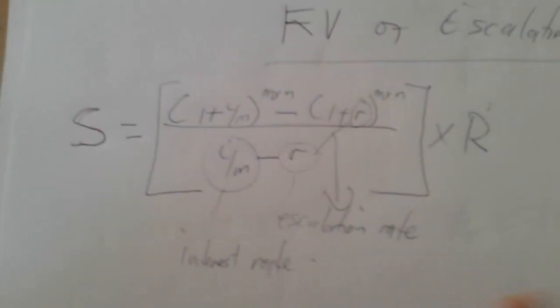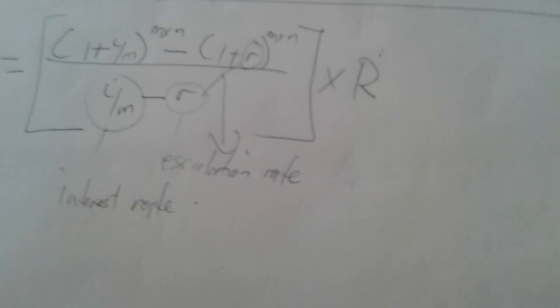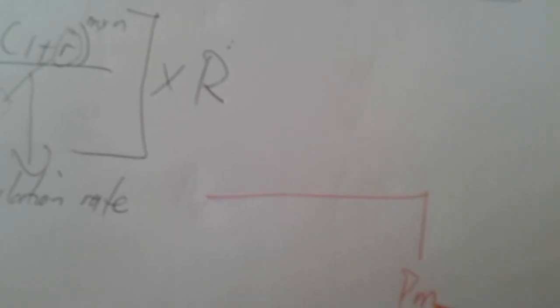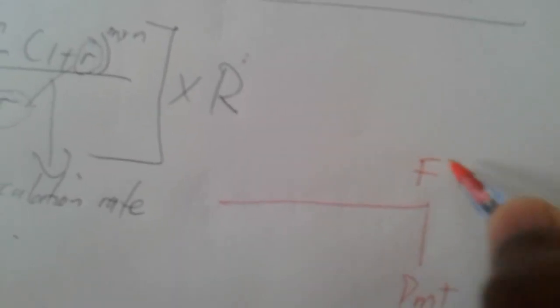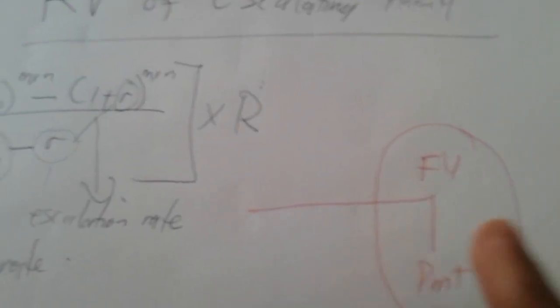Now remember, an escalating annuity shares the same features with an ordinary annuity. One of those features is that the last payment and the future value are on the same date. So that's what you need to remember whenever you are talking about an escalating annuity. Now let's quickly look at example 1.3.